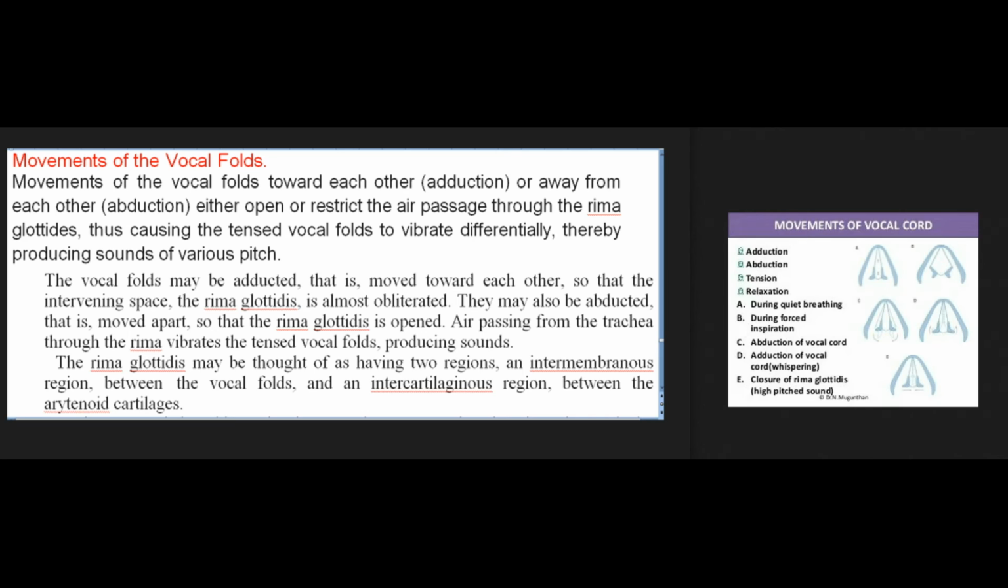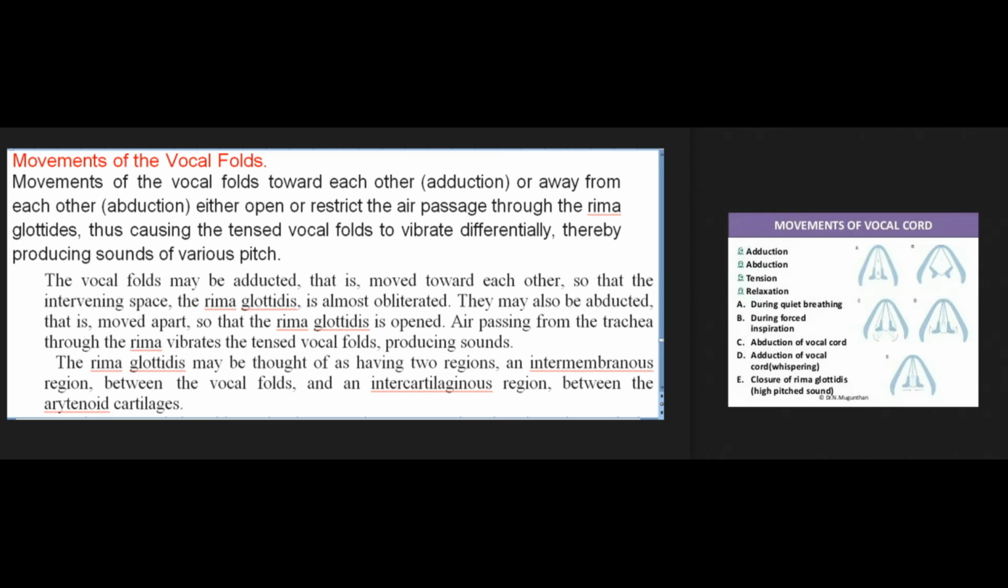The vocal folds may be adducted, that is, moved toward each other, so that the intervening space, the rima glottidis, is almost obliterated. They may also be abducted, that is, moved apart, so that the rima glottidis is opened. Air passing from the trachea through the rima vibrates the tensed vocal folds, producing sounds.